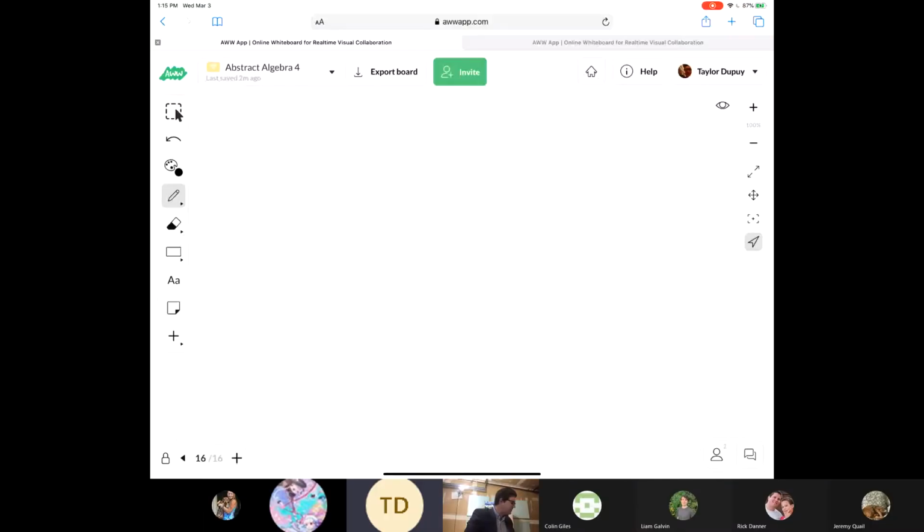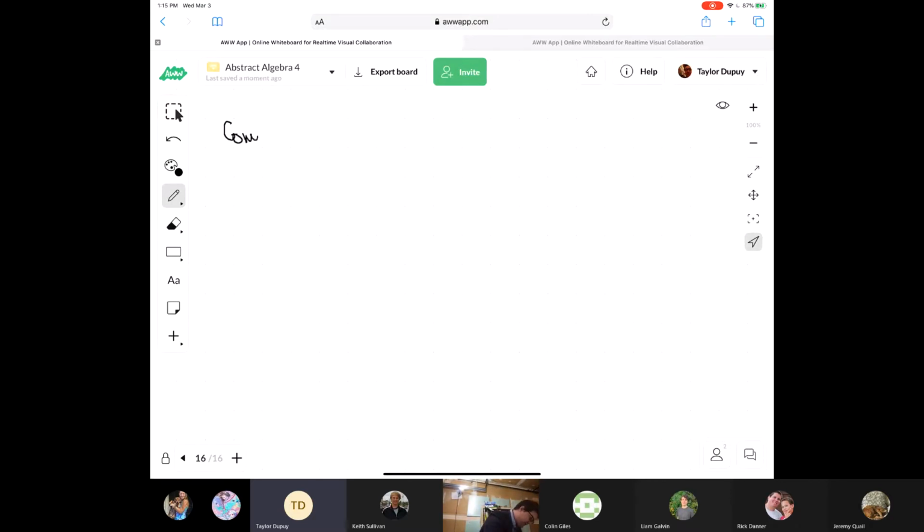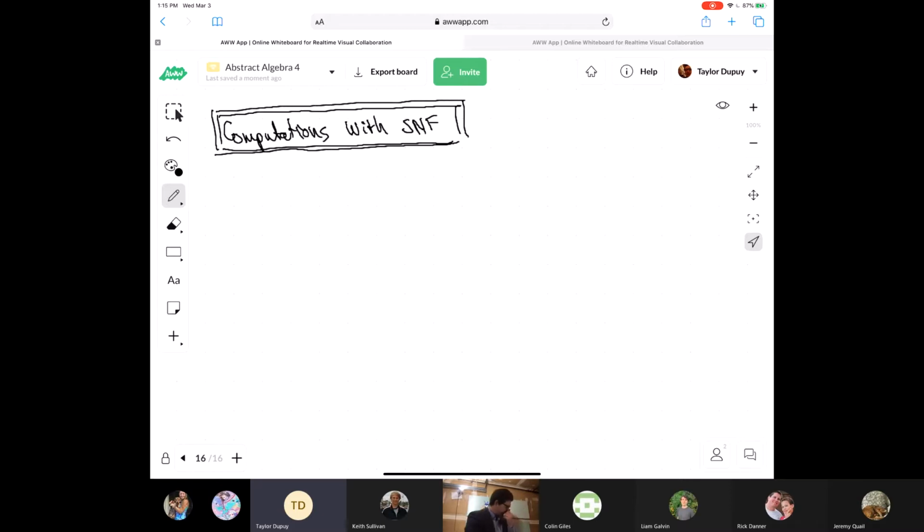We want to do some computations to help with the homework. So, computations with Smith normal form. Okay, and so this should help us out. All right, so let's do a theorem. Well, actually, maybe we should do an example first. Okay, so let's do an example.